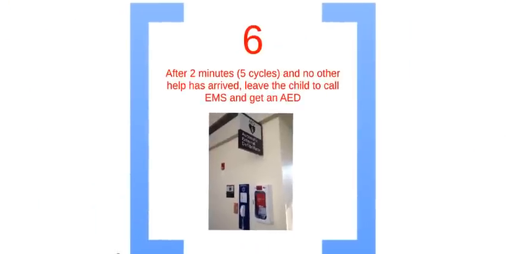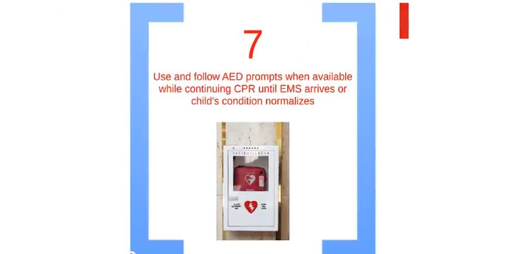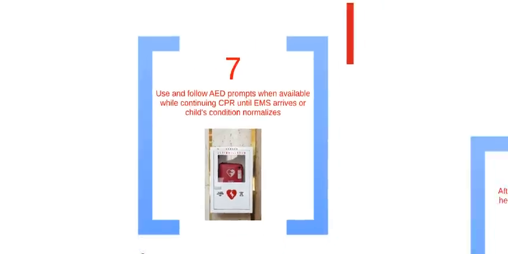Step 6. If after 2 minutes or 5 cycles of CPR, no help has arrived, leave the child to call EMS and get an AED. Step 7 is to use the AED. We'll go more into depth about AED use in another section. For now, just know to follow the AED steps and continue CPR until EMS arrives, or until the child comes around.